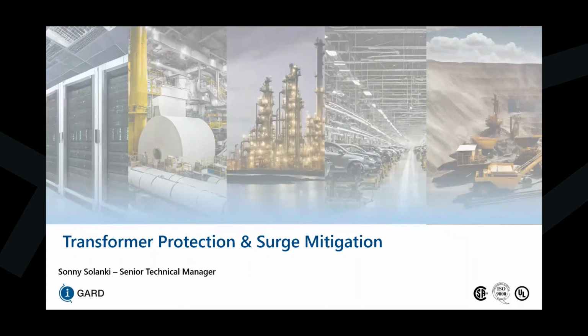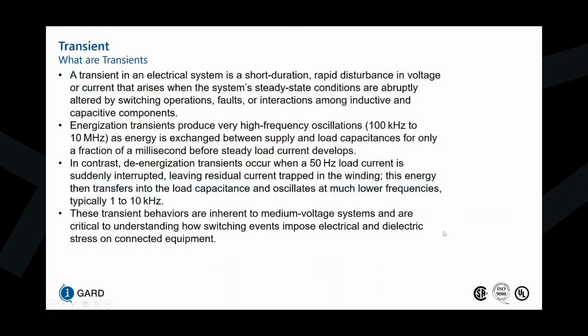Thanks, Devansh. Today's presentation is going to be on transformer protection and surge mitigation. So let's start by talking about transients. A transient in an electrical system is a short duration, rapid disturbance in voltage or current that arises when the system's steady state conditions are abruptly altered by switching operations, faults, or interaction among inductive and capacitive components.